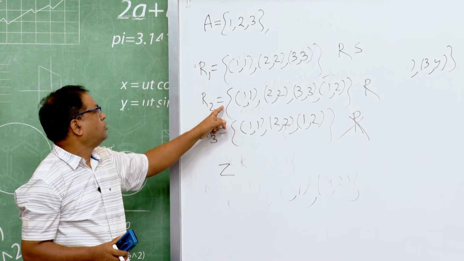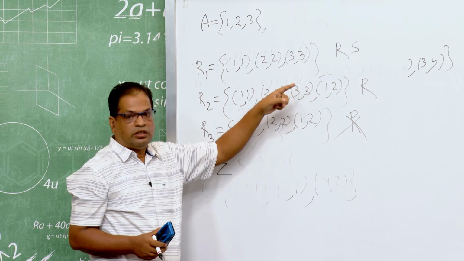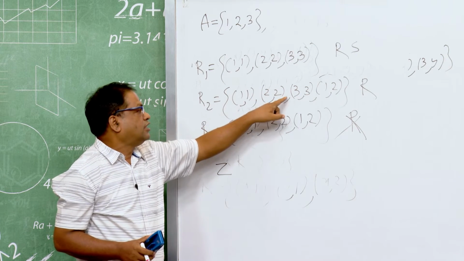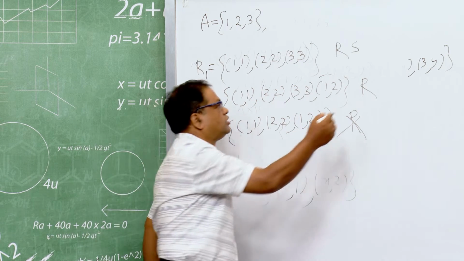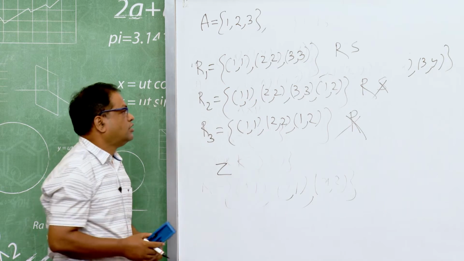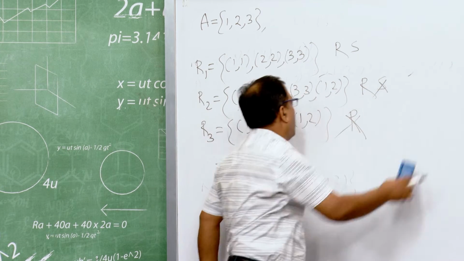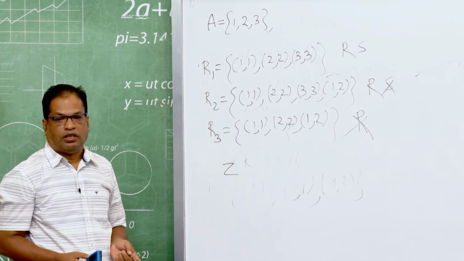And next, R2. Here (1,1), (2,2), (3,3) are present, we are not interested in those. (1,2) is present, its opposite (2,1) is not present. So, this is not symmetric. And finally, R3 = {(1,1), (2,2), (1,2), (2,1)}.